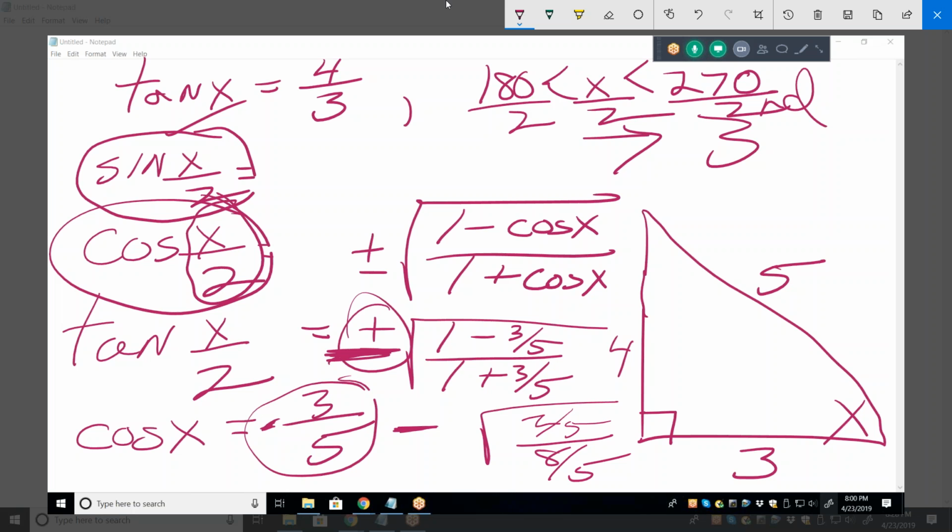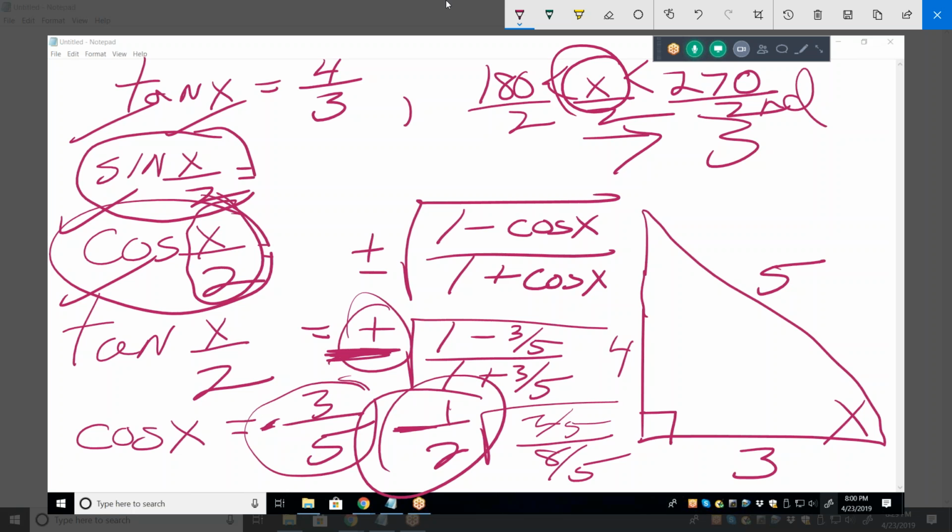2/5 over 8/5 is 1/4, and the square root of 1/4 is 1/2. So negative 1/2 is the answer for the tangent of x over 2. The key thing to take away is that we didn't need to know the sine, the cosine, or the tangent. We needed to know the cosine of x, but that's it. All three of these half-angle identities are based on the cosine. And of course, we needed to figure out what quadrant x over 2 was in. They told us which quadrant x was in, but for x over 2, you have to divide all three sides by 2: the middle, the left, and the right side.